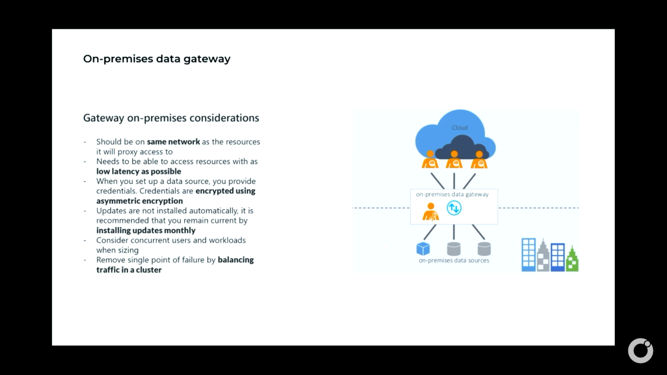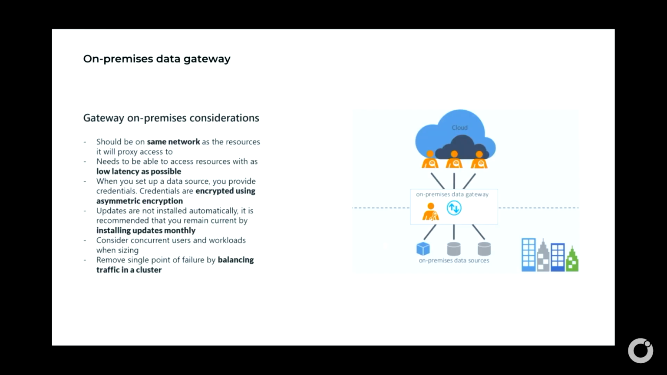So things like, don't install the gateway on just a single server, because that's a single point of failure for a big enterprise application. Build a cluster instead. Try to make sure that cluster is on the same network as the resources that you're trying to access. And in some regards, try to keep the latency as low as possible. If you think about the latency between the gateway and your on-premise resource, you can work with your network teams to reduce the latency as much as possible.